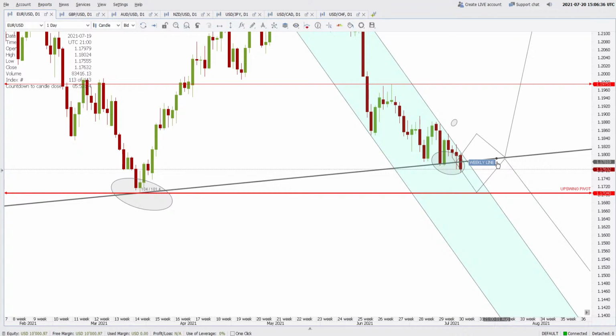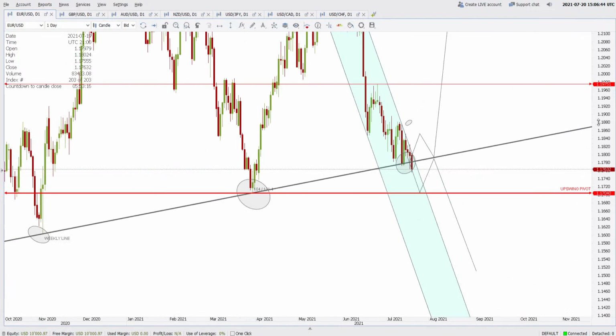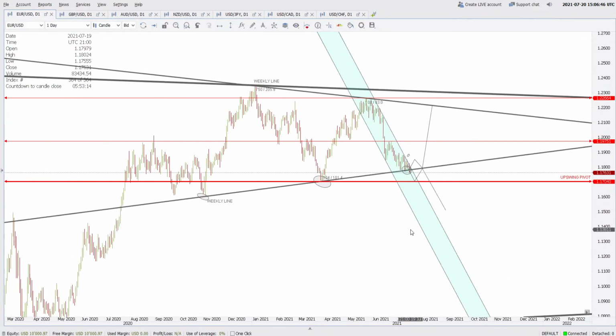But if this rising trend line has been broken, it does not mean that the downtrend has started. We have to think psychology. You see here, the previous low that price has made is sitting here, and we have marked it with a red line and named it an upswing pivot. Yesterday I had explained why this is called an upswing pivot: the price is in an upswing, and this is a pivot.